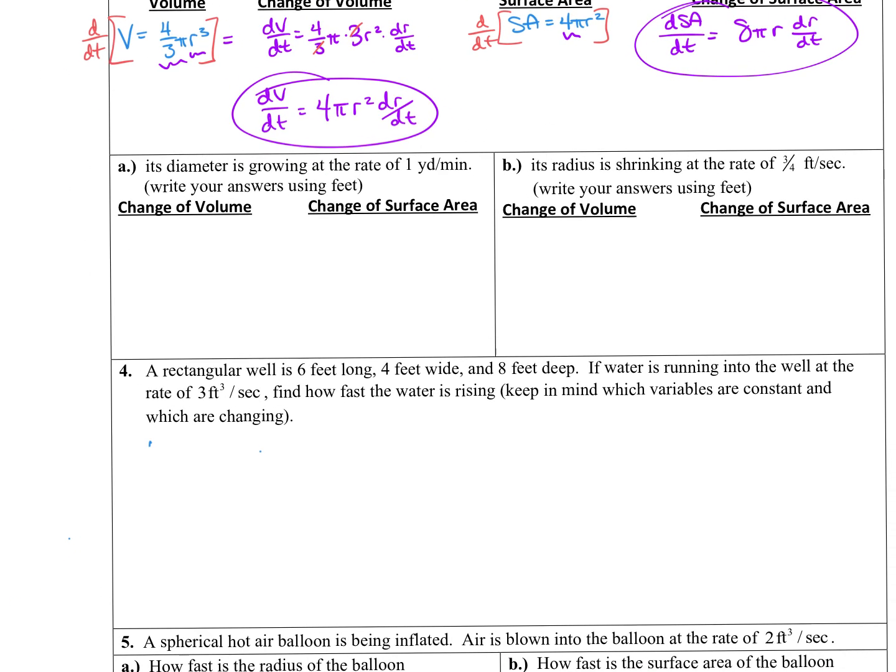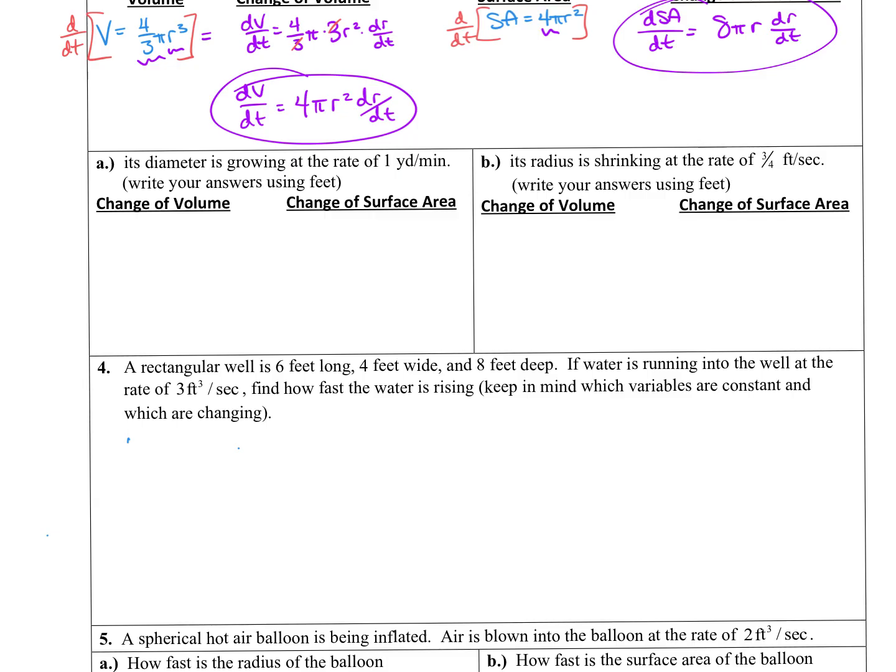All right. On the next one, it says the diameter is growing at a rate of 1 yard per minute. Now, they're trying to be tricky here by giving us yards. So I know that would be like 3 feet per minute. And that's the diameter growing. So the radius is only going to grow at half of that rate. So we could say that dr/dt is equal to 1.5 feet per minute.